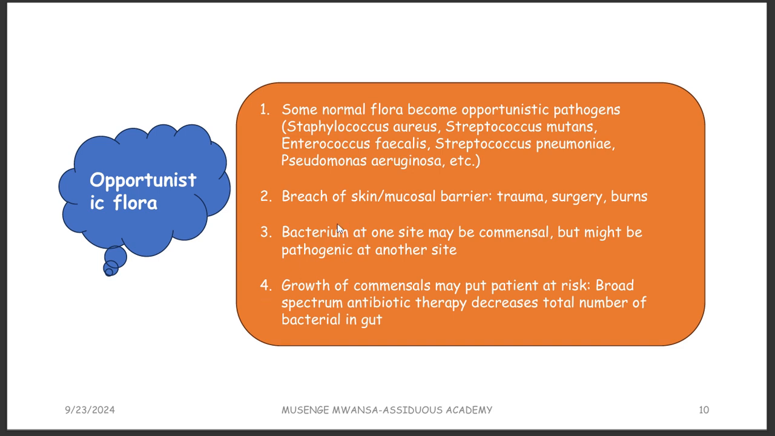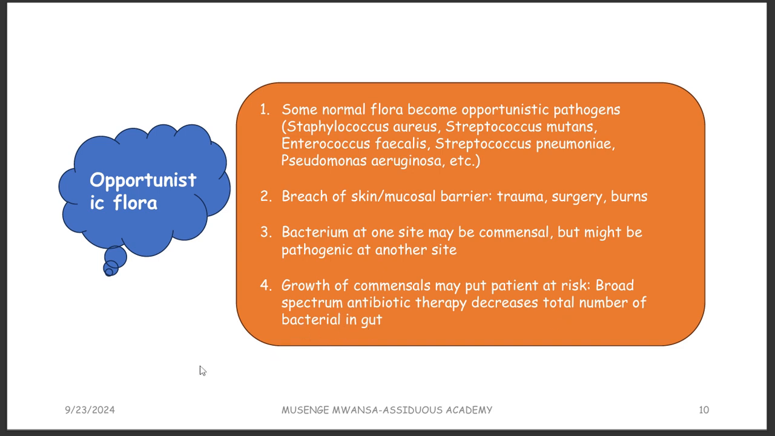And then a bacterium at one site may be commensal, meaning that on that site it will not cause any infection. But if it goes to another location, then it will cause infection there. The growth of commensals may put the patient at risk. Broad spectrum antibiotic therapy decreases the total number of bacteria in the gut.